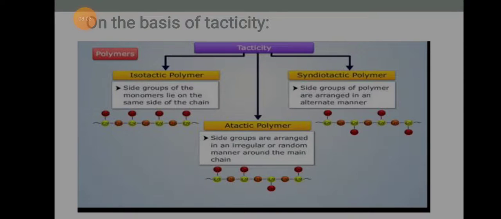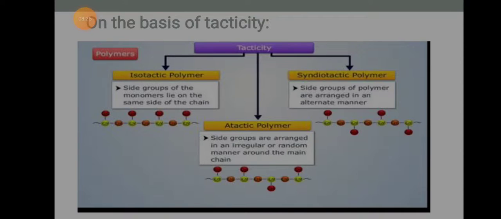The third one, you can see the picture, they are arranged randomly. And the third one is the syndiotactic polymer, where the side groups of the polymer are arranged in an alternating way. Okay, in the case of syndiotactic only, they are arranged in an alternating way.